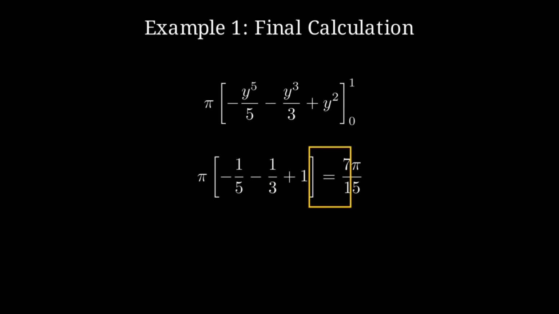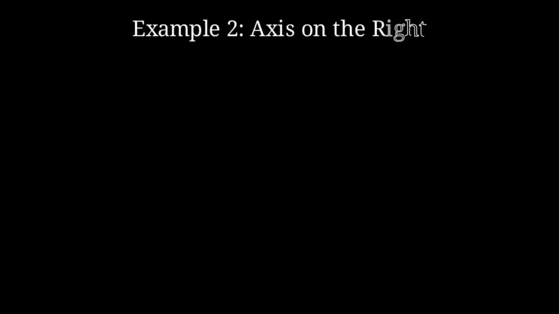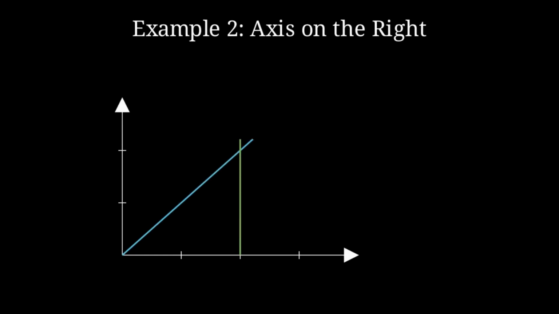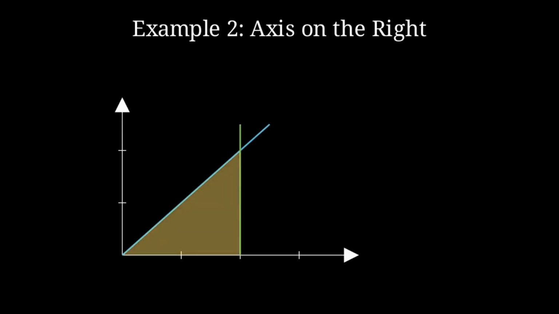This is the exact volume of our rotated solid. Let's look at a case where the axis is to the right of the region. We'll rotate the area between x equals y and x equals 2 around the line x equals 3, from y equals 0 to y equals 2.